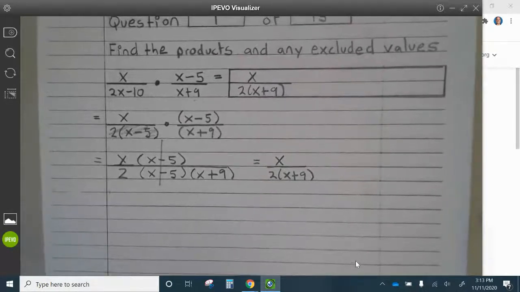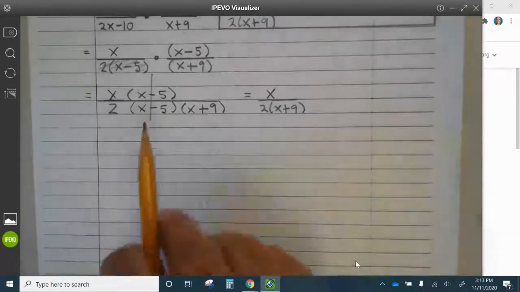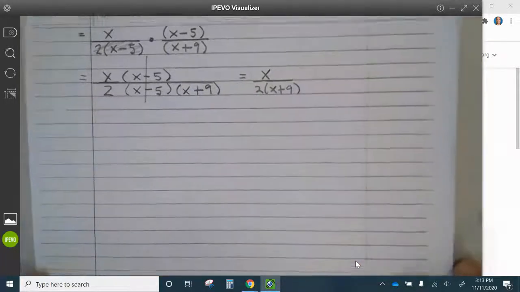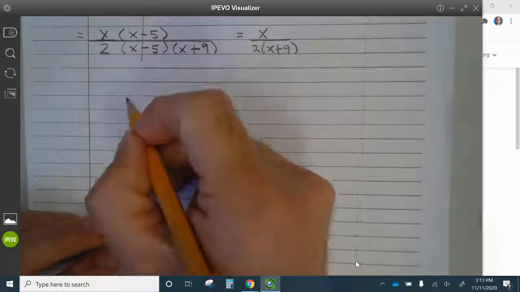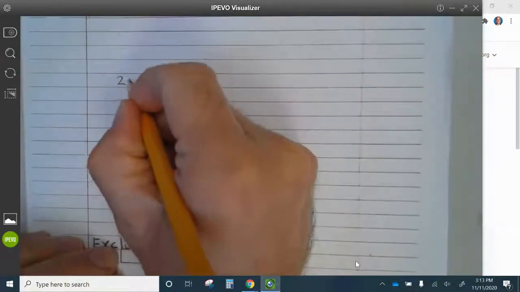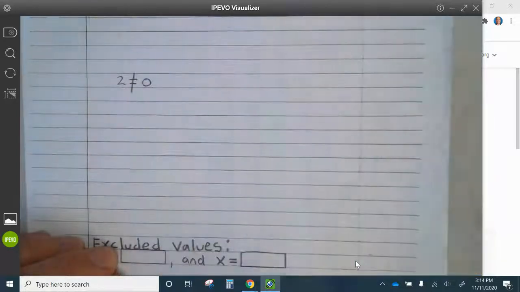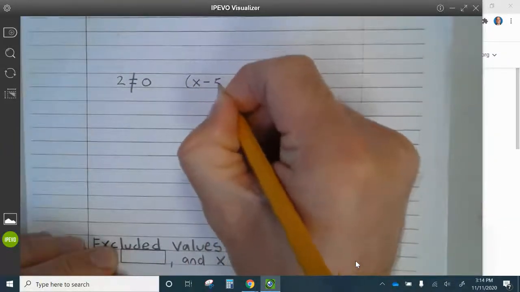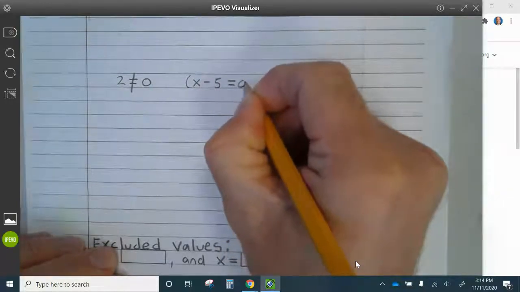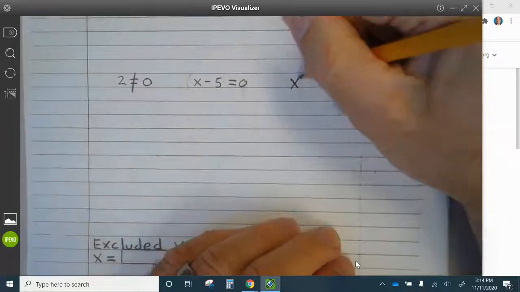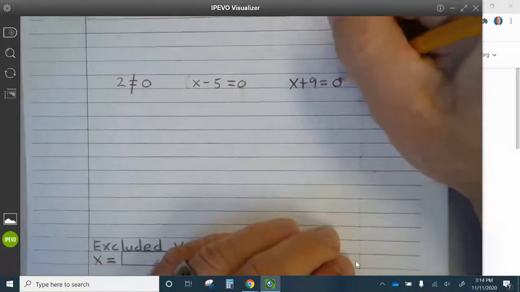Now, to find the excluded values, we come back to here and we set everything in the denominator equal to 0. So 2 equal to 0. Well, that doesn't equal 0, so we don't have to worry about that. X minus 5 equal to 0. And x plus 9 equal to 0.